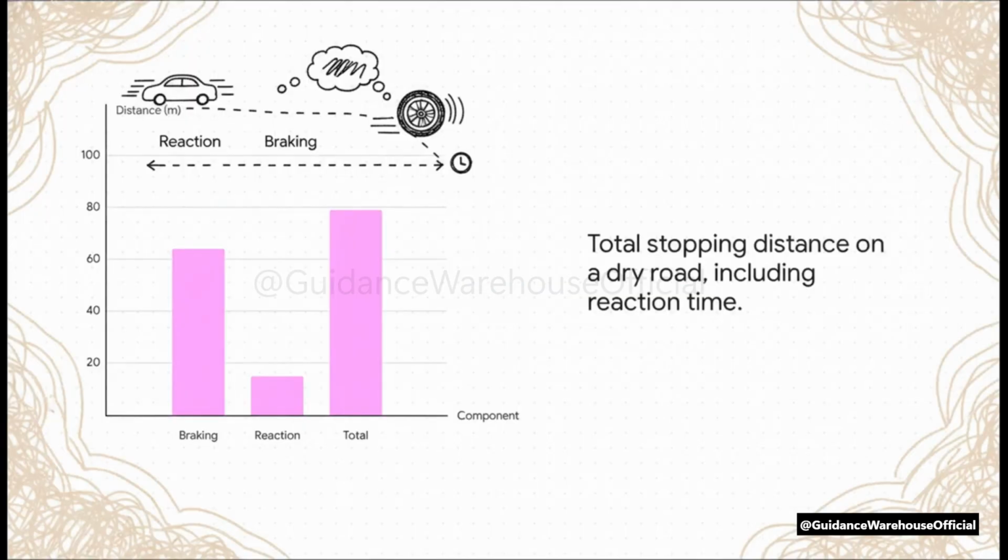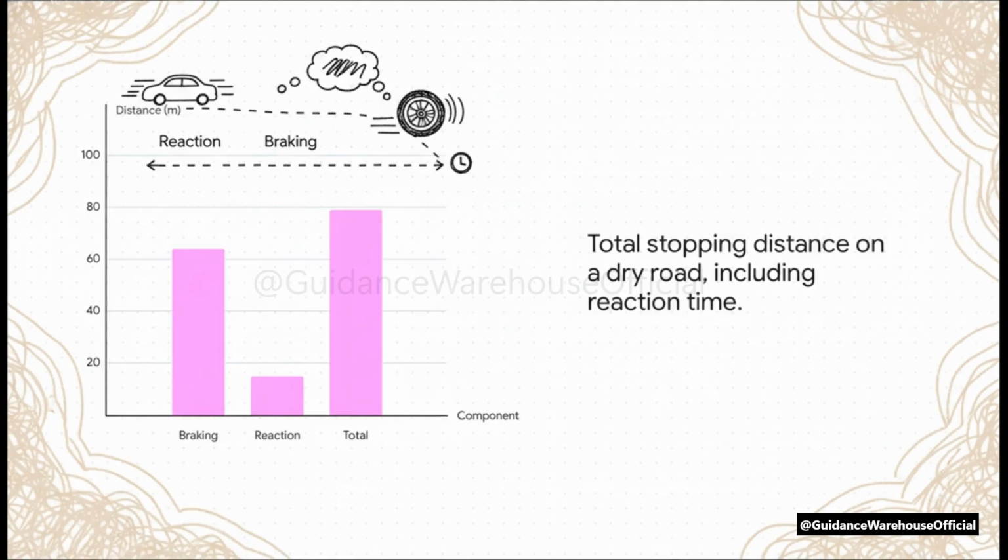So let's add it all up. You take that 15 meters from your reaction time and you add it to the 64 meters of actual braking distance. Your new total stopping distance is almost 80 meters. Think about that. That tiny little half second of human reaction time added more than 20% to the total distance you need to stop safely.